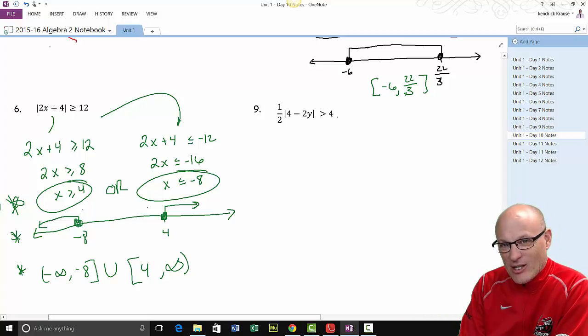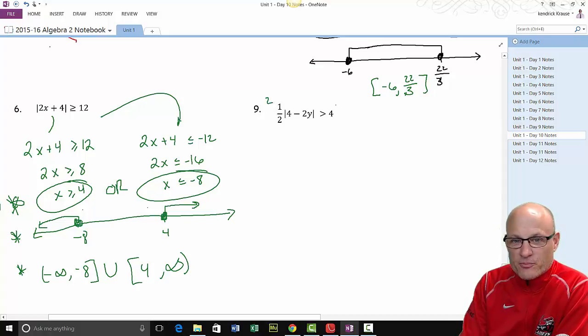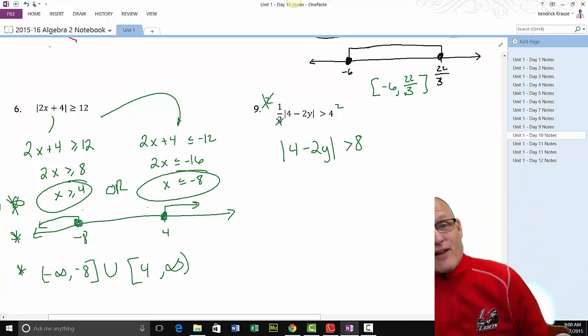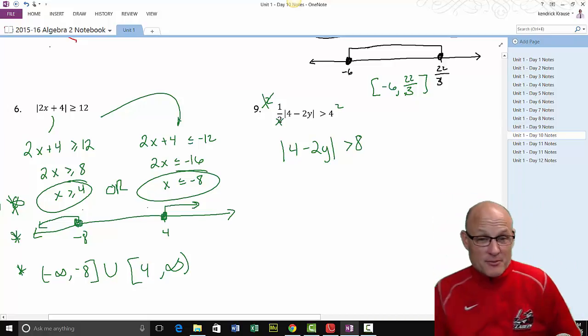Uh-oh, got to get the weird thing alone. So we're going to multiply both sides by 2. These 2's cancel. And I can distribute the 1, but really what I'm just left with is 4 minus 2y. I don't need that 1 out front. Is greater than 8. Got the weird thing alone. That's the best way to get rid of fractions. We don't like fractions anyway. Just get rid of them.